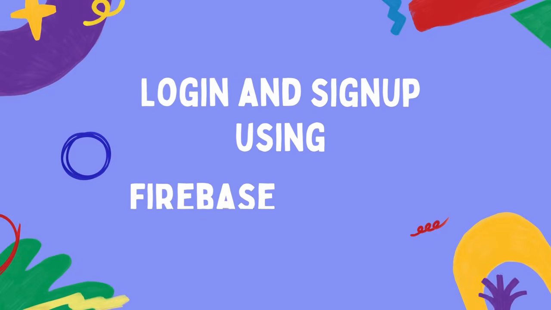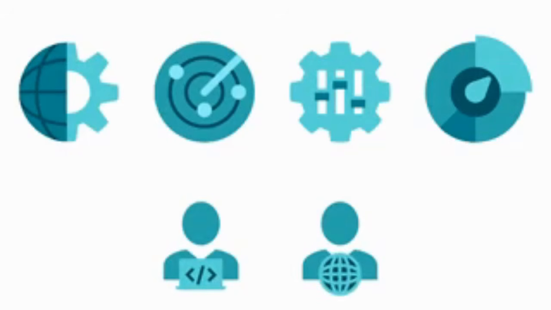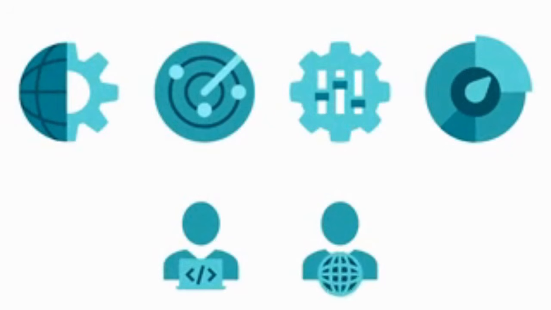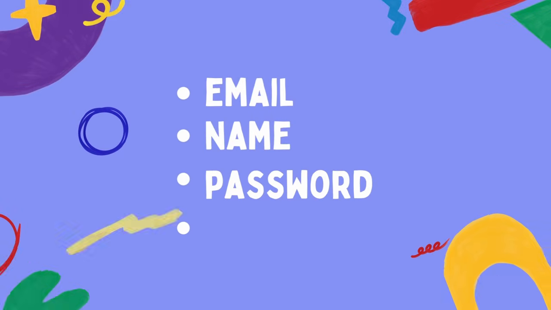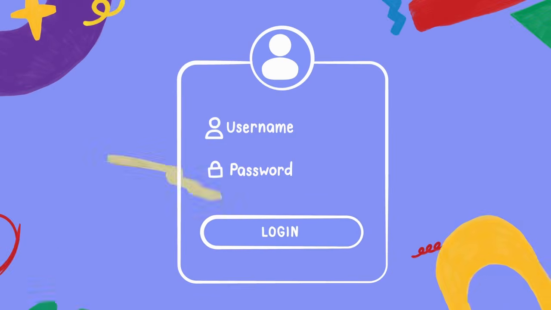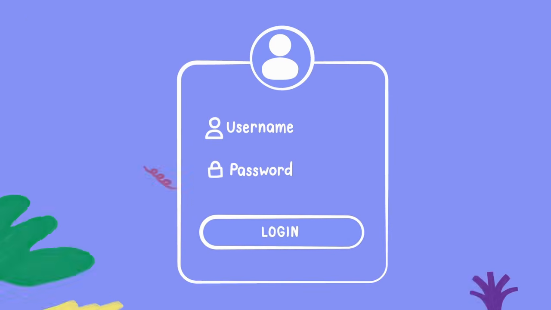In this video, we will be creating login and sign up using Firebase Realtime database. So basically, you will store multiple data at the time of sign up and use those data as login credentials. For example, I'll be storing email, name, password and username, out of which I'll be using username and password as login credentials. Simple, right?